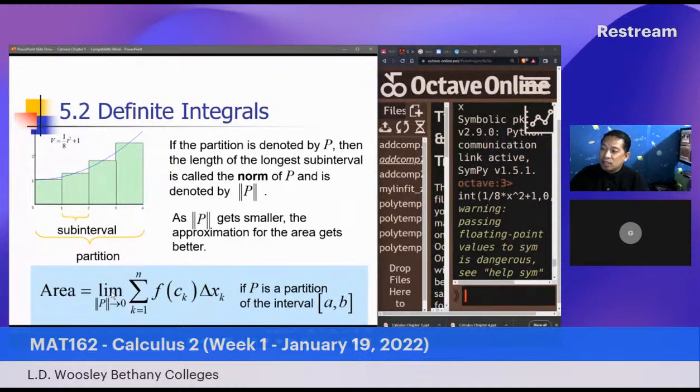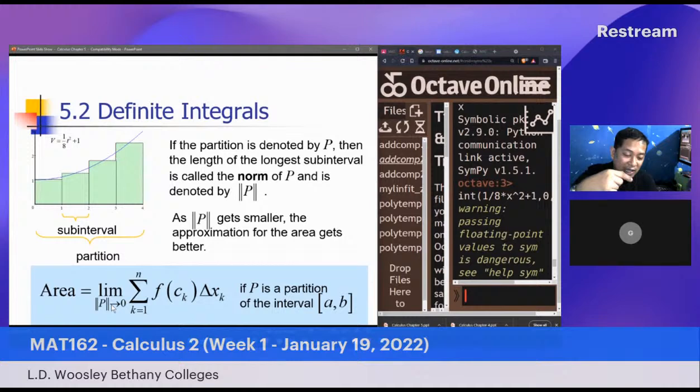So this would be the formula. Ito yung change of x sub k, ito yung difference, tapos yung f of c sub k mo, ito yung value at a particular level. So in effect, you are actually solving the area of the rectangle or the trapezoid. And then, as P approaches zero, ibig sabihin halos wala na, halos wala nang width.